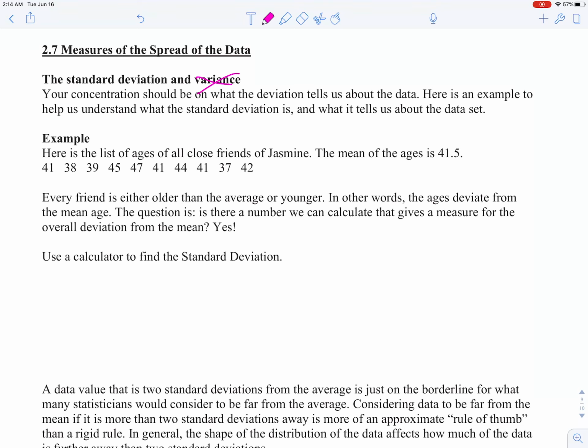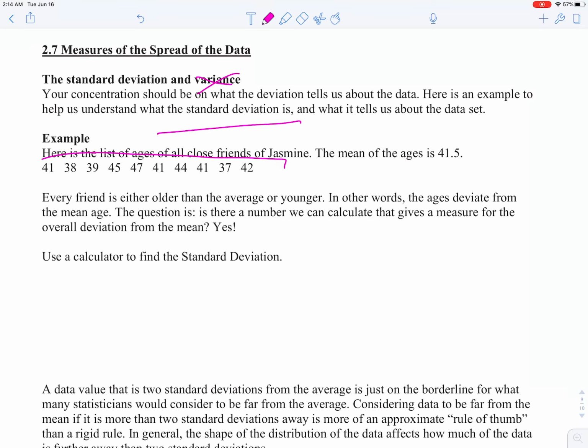So standard deviation. Your concentration should be on what the deviation tells us about the data. So here's an example to help us understand what the standard deviation is and what it tells us about the data set. The standard deviation is how the data is spread out. That's important. Write that down. Standard deviation is how the data is spread out. Okay? So let's calculate standard deviation.